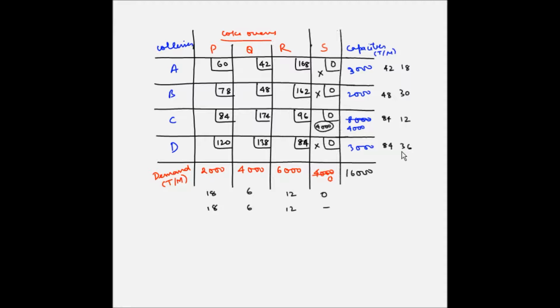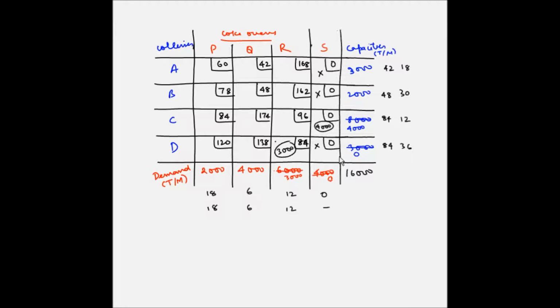Now let's try to allocate the maximum to the square for this row which has the lowest cost. So the square is DR. Now let's evaluate the supply and demand situation. So D has a supply capacity of 3,000 tons while R has a demand of 6,000 tons. So the maximum we can allocate is 3,000.